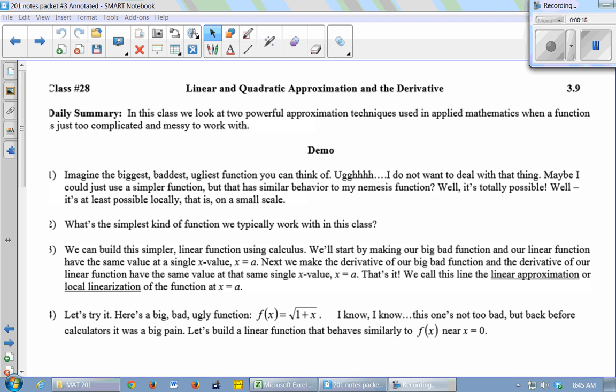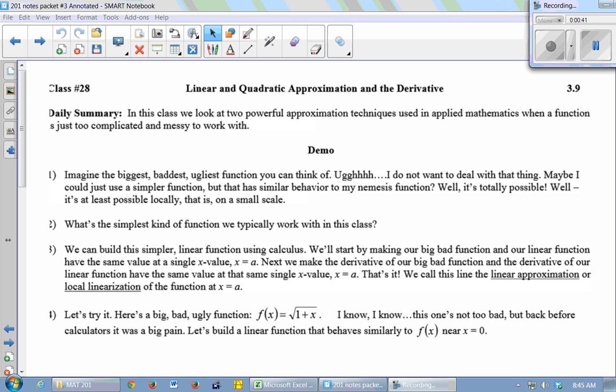So imagine the biggest, baddest, ugliest function you can think of, just a giant mess, right? Ugh, I do not want to deal with that. I do not want to have to plug things into that function. It's just awful, right? So maybe I could just use a simpler function that has similar behavior to my nemesis function, right?